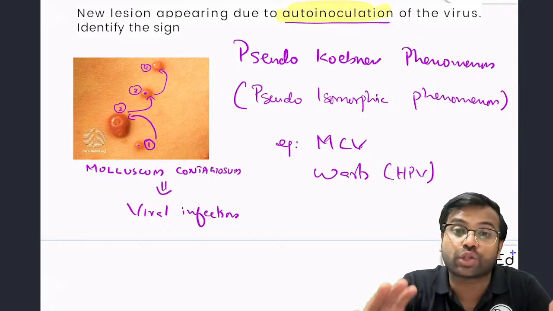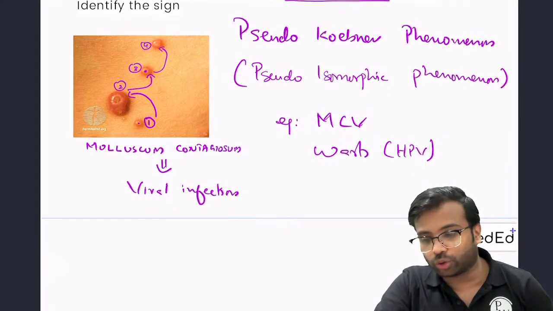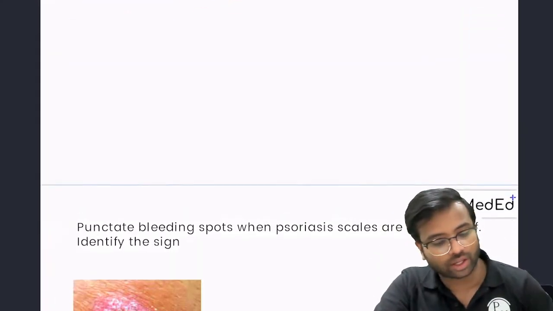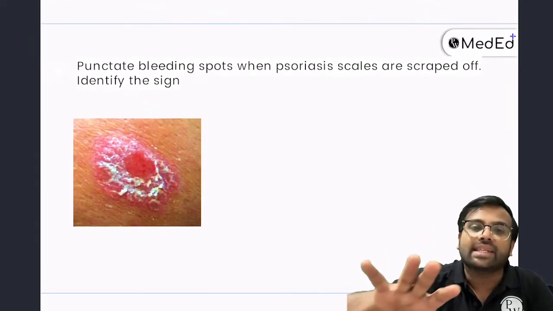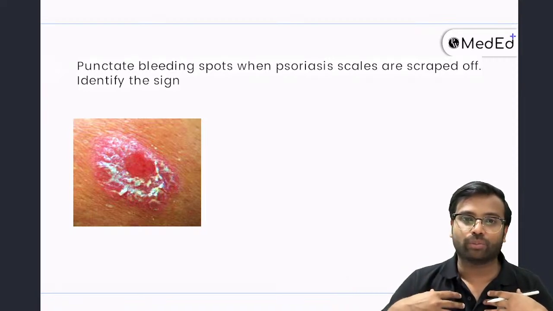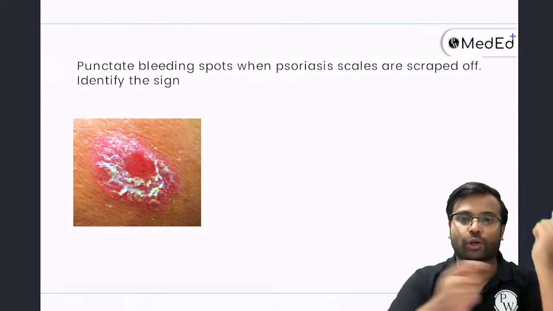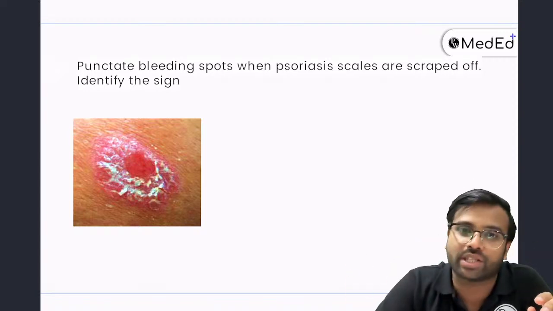So that is about the Pseudo-Koebner phenomenon. Clear? So now let me go through the next kind of sign. So why am I teaching you all these signs? Because these signs come to you. The patient will never tell you that I developed this lesion after trauma. Never, isn't it? Signs are elicited by the physician, isn't it?